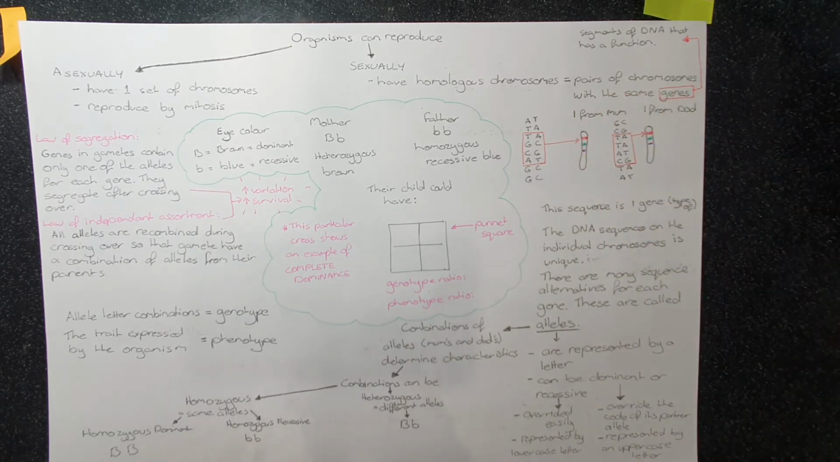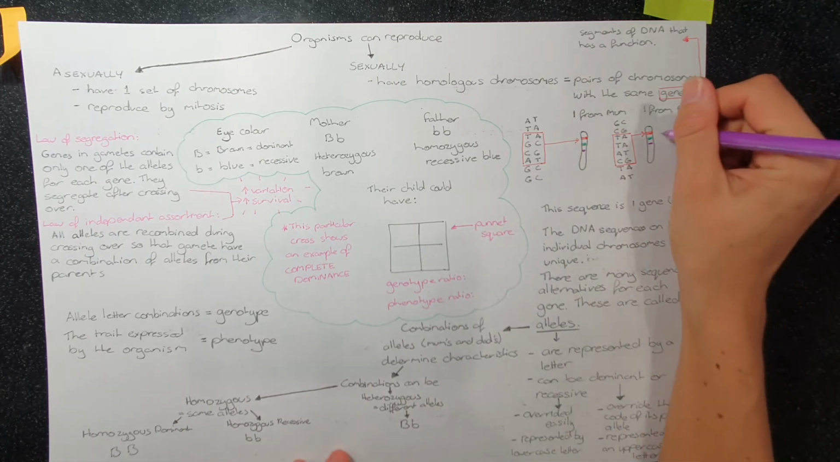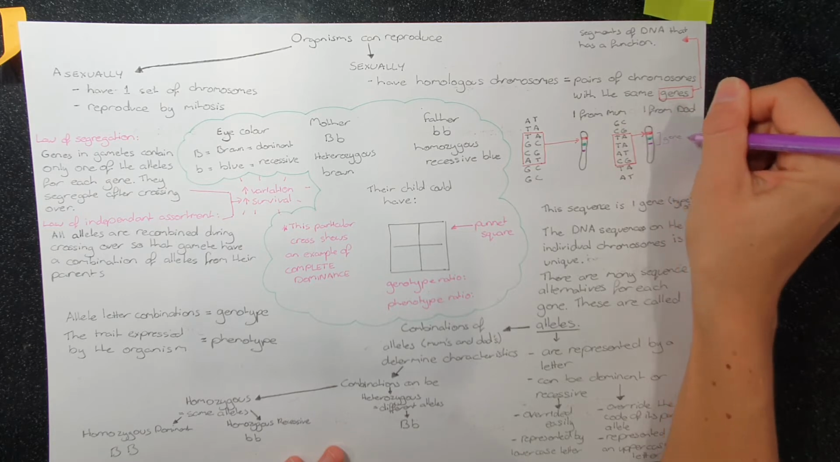The genes that are along one chromosome are said to be gene linked.